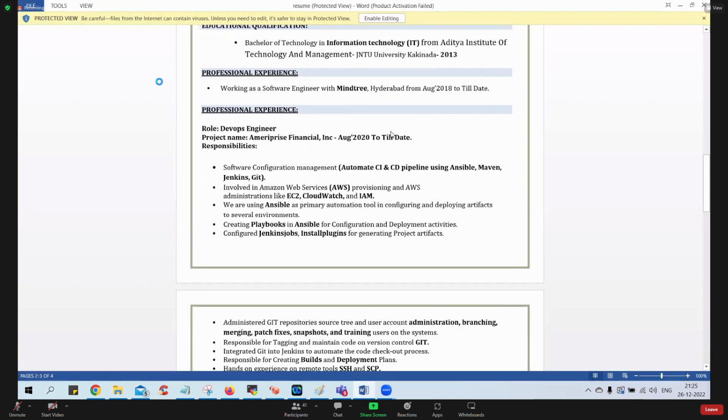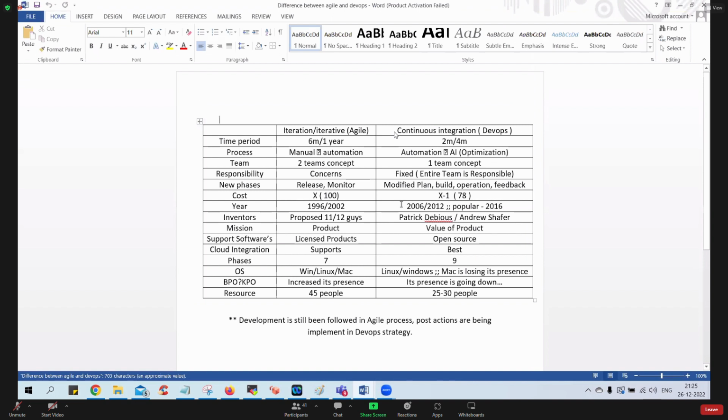Okay, so please take down this table, guys. So this is one difference. Then we'll completely move to the DevOps now.